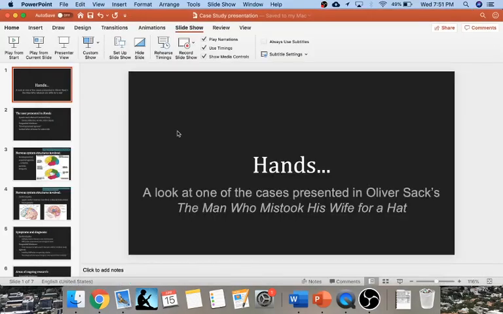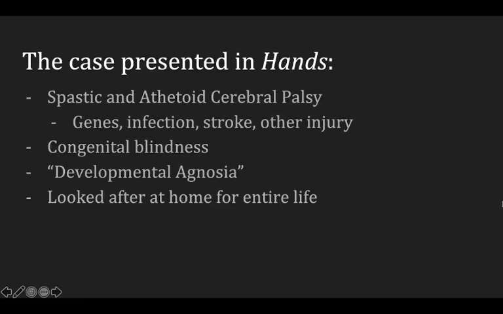The case I'll be talking to you about today is that of the very creative and imaginative Madeline J in the Hands story. She has 3 different conditions: mixed type cerebral palsy, congenital blindness and developmental agnosia. As for how she acquired each of these, obviously her congenital blindness was present since birth, and she developed her agnosia due to a lack of development of certain areas of the brain rather than some sort of incident that caused any sort of damage.